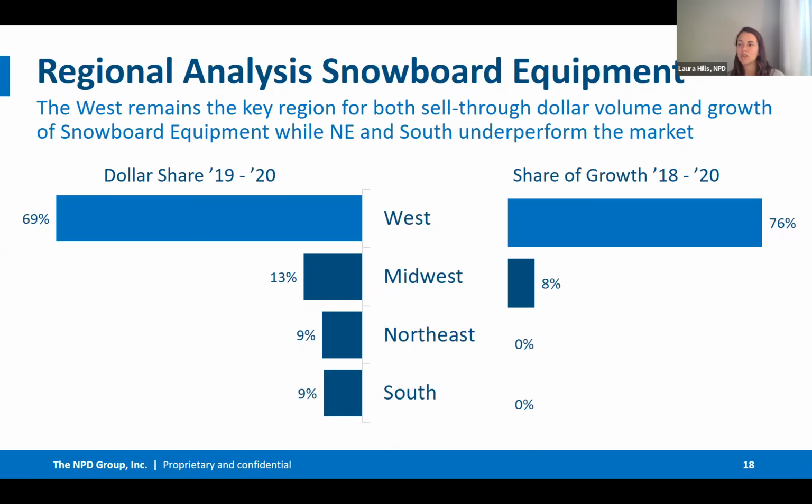And then if we look down to the Northeast and the South, we see that the Northeast represents 9% dollar share and 9% for the South. And we see that neither one of those, if we combine the last 2 years' performances, are contributing overall to the growth of the snowboard equipment categories. So they're both underperforming the market. So certainly you want to take these factors into account for your demand planning.